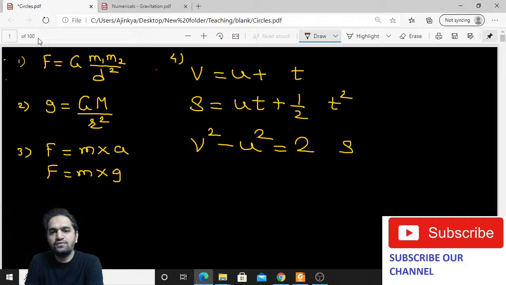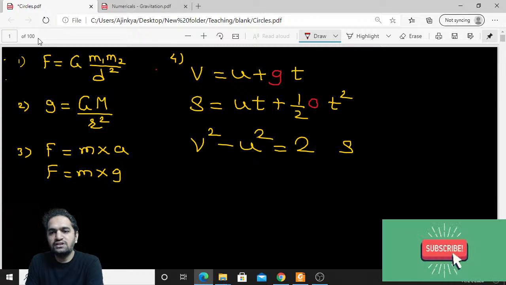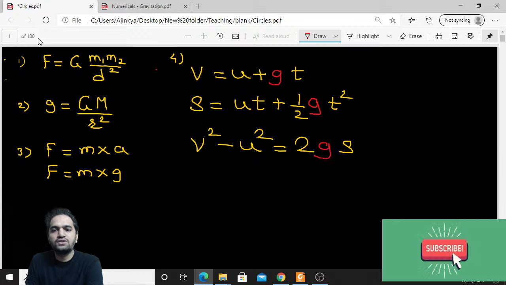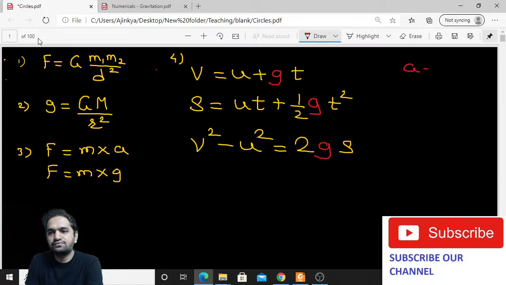So you can write v is equal to u plus gt. Then you can write s equal to ut plus half gt square. And v square minus u square is equal to 2gs. That is all you have changed, nothing more. So you have to replace a with g.